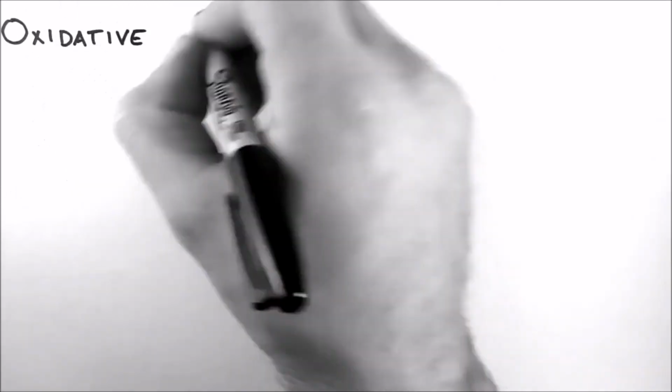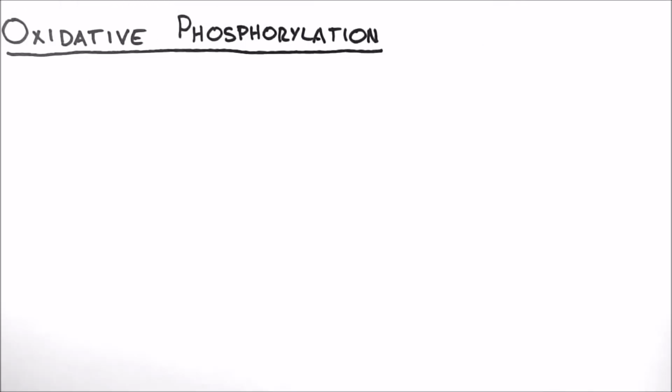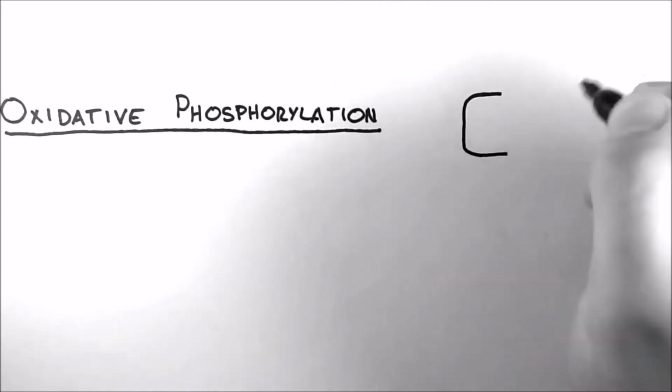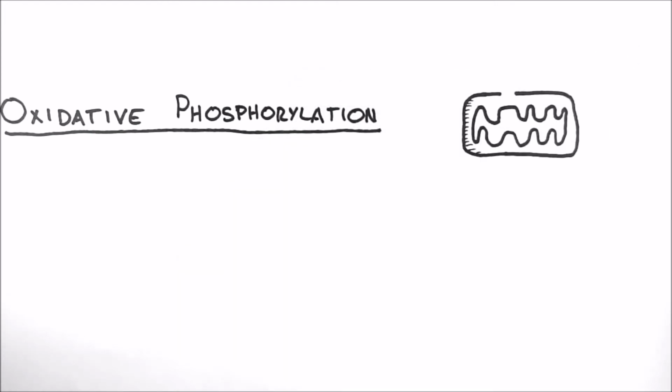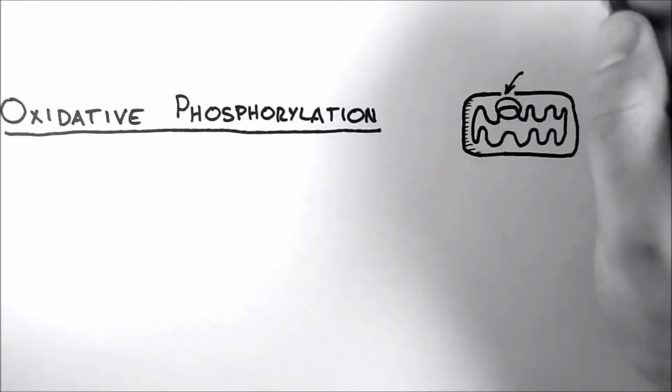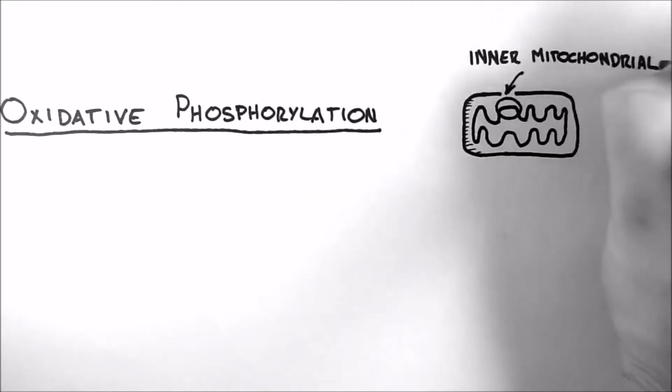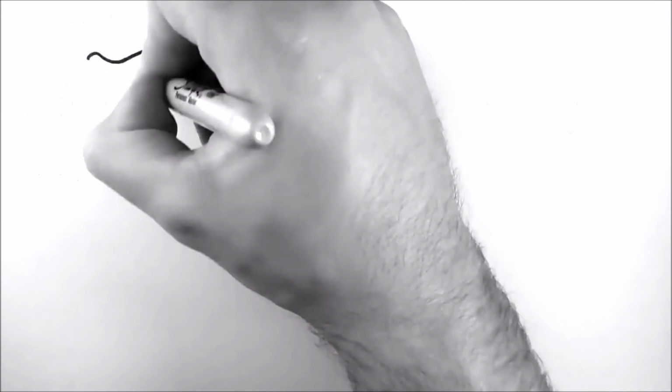This is the fifth and final video in the cellular respiration series. In this video, we're going to look at oxidative phosphorylation, which is also known as the electron transport chain. You may remember that a mitochondrion looks a little like this. It has an outer membrane and an inner membrane. And we're going to take a close-up look at the inner mitochondrial membrane.